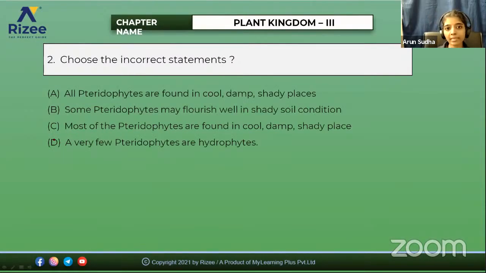Choose the incorrect statement. A, all pteridophytes are found in cool, damp, shady places. B, some pteridophytes may flourish well in shady soil conditions. C, most of the pteridophytes are found in cool, damp, shady places. D, a very few pteridophytes are hydrophytes. So which is the incorrect statement? Yeah, good. Because not all pteridophytes are found in cool, damp, shady places. Most of the pteridophytes is the correct statement. So A is the correct answer.